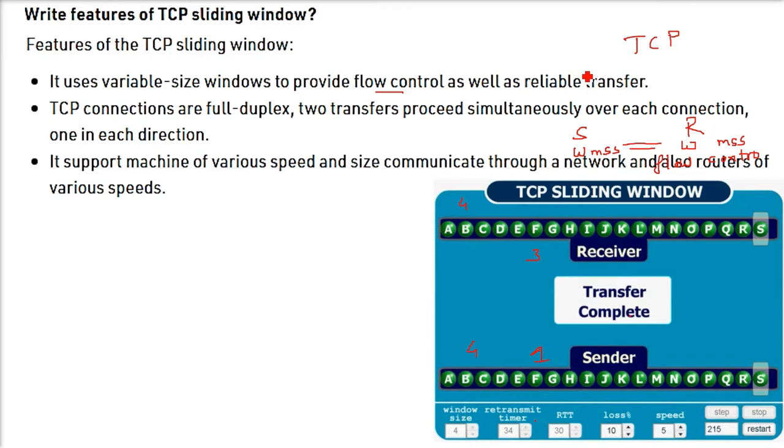TCP is a transport layer protocol. TCP connections are full duplex. That is, on both sides the data is going and the ACK is also coming. So two transfers proceed simultaneously over each connection, one in each direction. It supports machines of various speeds and sizes communicating through a network, and also routers of various speeds.